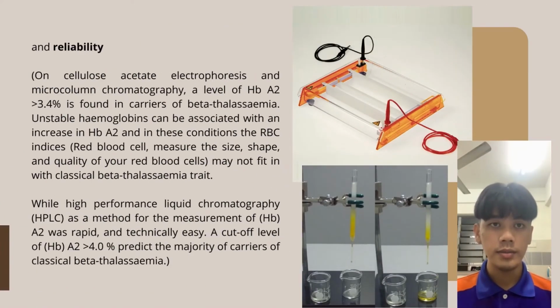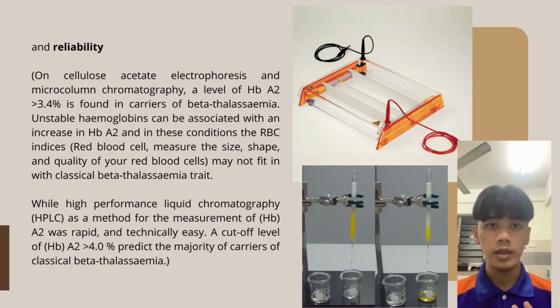The other reason why HPLC is the best for blood sample analysis is its reliability. There is a comparison with cellulose acetate electrophoresis and microcolumn chromatography. A level of HbA2 of more than 3.4% is found in carriers of beta thalassemia.